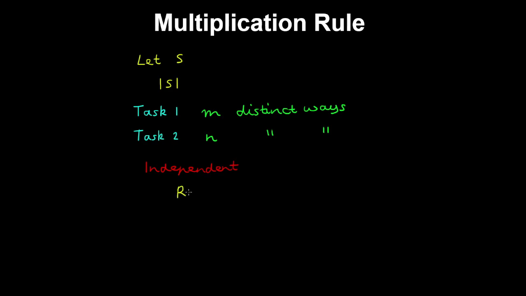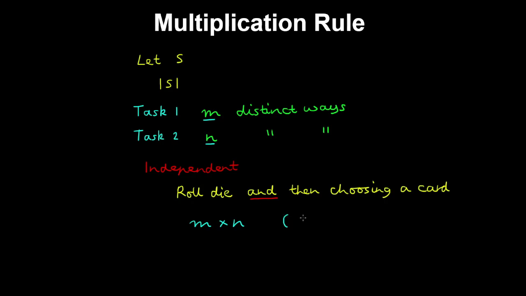So for example, rolling a die and then choosing a card from a deck. With the multiplication rule, you typically have the AND condition, because both tasks are performed sequentially, noting that they're independent of each other. So therefore the multiplication rule states that the number of ways of performing task 1 and 2 is m distinct ways multiplied by n distinct ways. So this here is our multiplication rule.